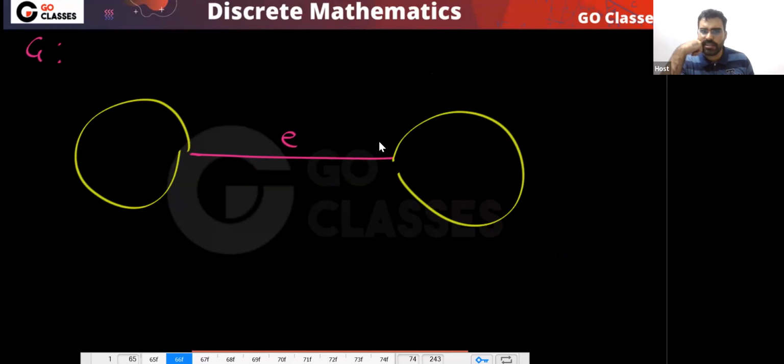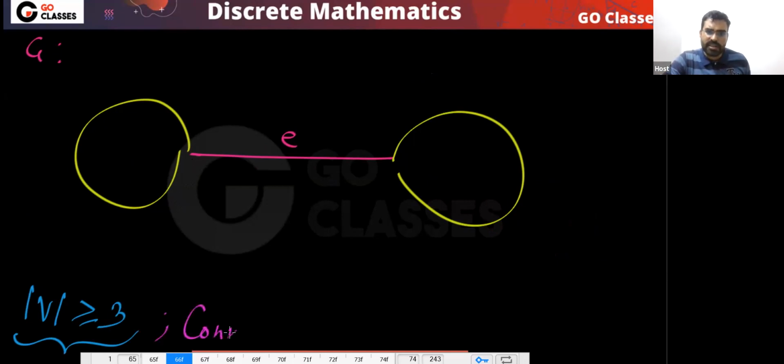Can I guarantee G contains a cut vertex also? Yes, because it is given that the number of vertices is greater than or equal to 3, and the graph is connected. These things are given.